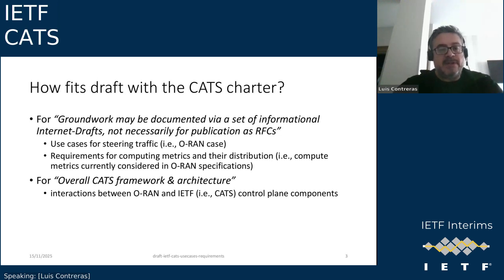So how does the draft fit in the CATS charter? According to the contents that you saw before, we can divide the fitting on the charter in two ways. For the topic about groundwork that might be documented via a set of informational Internet drafts, we have two sub-items: the use cases for steering traffic and the requirements. Certainly for the use cases, the ORAN case could be one of the cases to consider, and certainly as well, the requirements that are being defined in ORAN could be taken into account on the requirements for computing metrics to be considered in CATS.